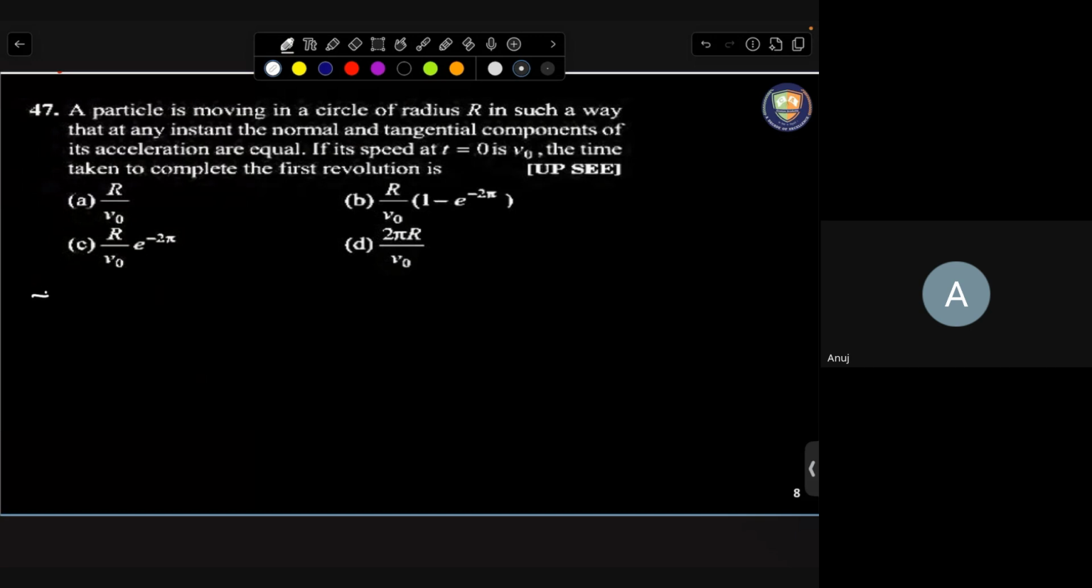So what they are saying is, normal acceleration, we all know, is v square by r, and tangential acceleration is dv by dt. Correct? Now, according to the question, tangential acceleration and normal acceleration are equal. So you can say that dv by dt is equal to v square by r.